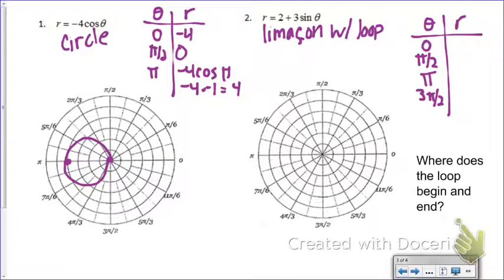So if I plug in 0, I'm doing 2 plus 3 times the sine of 0. The sine of 0 is 0, so I have just 2. Then I plug in pi over 2. So 2 plus 3 times the sine of pi over 2. Well, the sine of pi over 2 is 1. So I have 2 plus 3 times 1, which is 5. So I'm going to go ahead and plot those 2 points. At 0 degrees, I have a radius of 2. At pi over 2, I have a radius of 5.